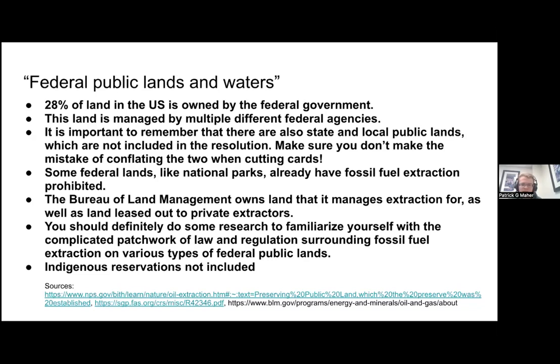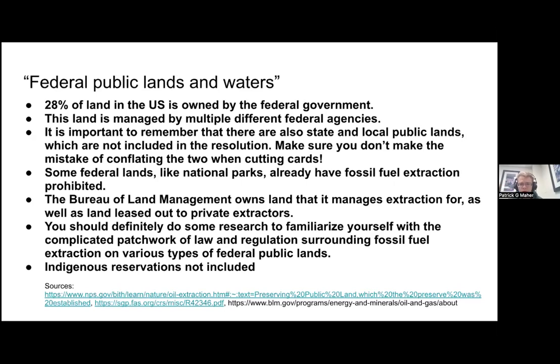It's also important to mention that there are state and local public lands that are not included in the resolution, so make sure that you don't make the mistake of conflating the two when you're cutting cards. That's going to be especially important whenever you're cutting hyper-specific impacts or examples of where these things are happening, because a lot of the time these things take place in state land or locally owned land.